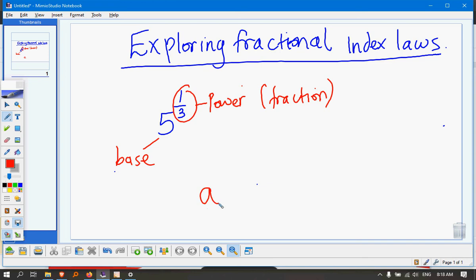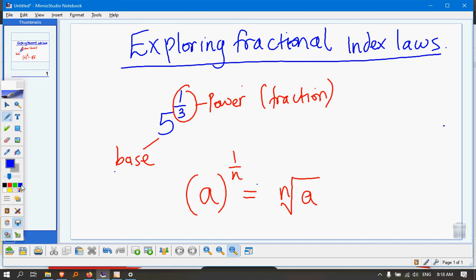If a is an integer and it is to the power 1 over n, this is the same as having the nth root of a. In our previous lesson, we talked about how to determine the nth root of a number without using calculators. Just a very brief recap.